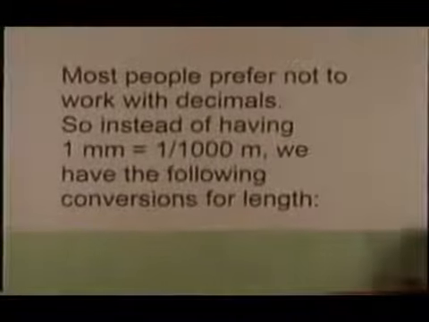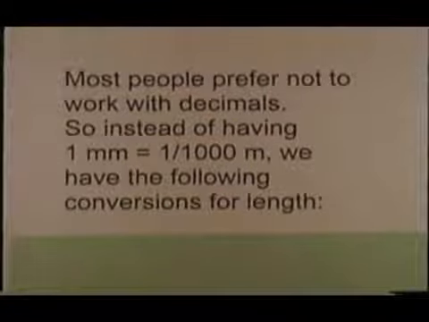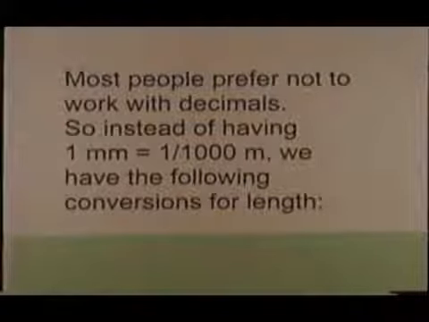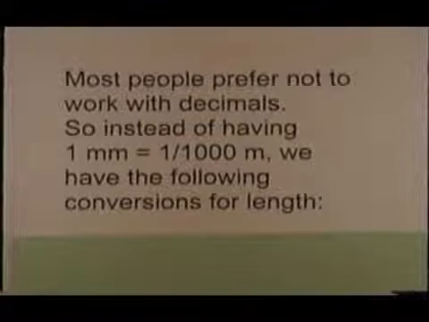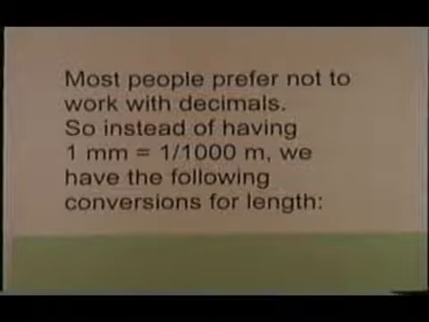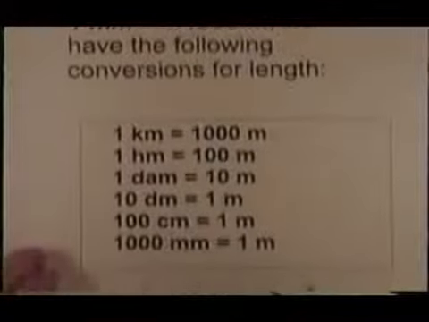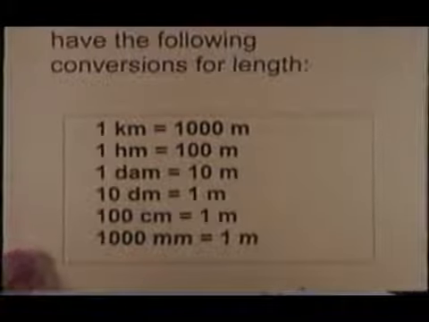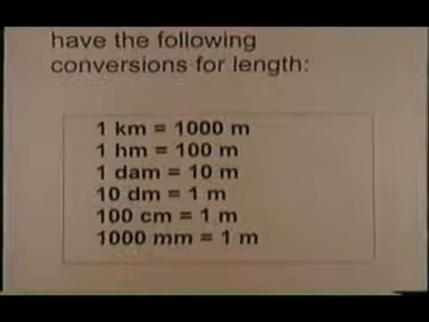Now, as far as working with these measurements, instead of having to deal with 1 millimeter equals 1 over 1,000 meters, or 0.001 meters, the conversion can be rewritten to avoid having these fractions and decimals, as I've indicated in the table below. These are our conversions for length in the metric system. Please copy these down as I read them to you.